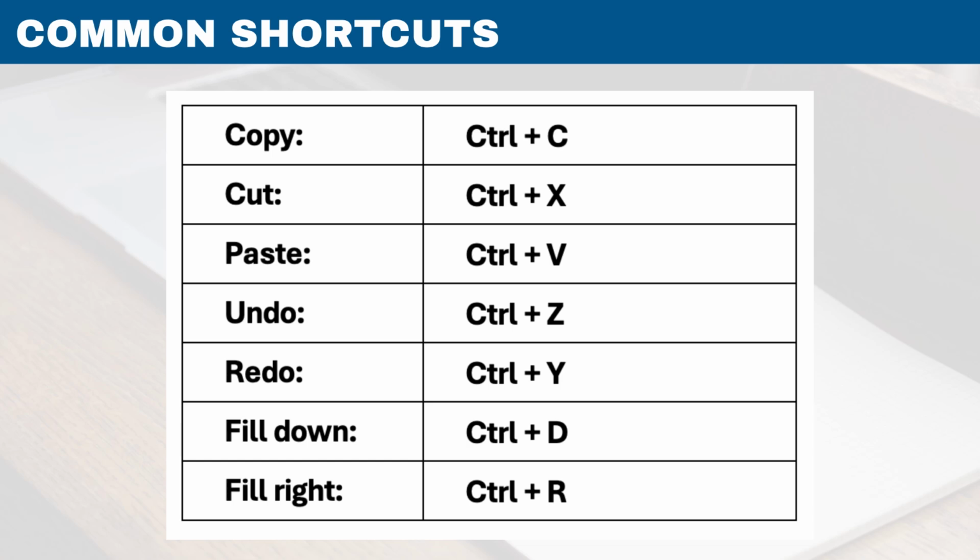To undo or redo a change, you would use the following shortcuts. To undo an action, press the Ctrl and Z keys simultaneously. The last action will be undone. To redo an action after undoing it, press the Ctrl and Y keys simultaneously. The undone action will be redone.